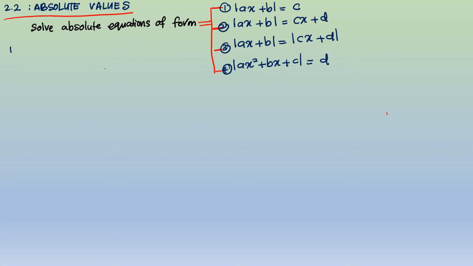Let's look at form number 1. We have modulus AX plus B equal to C.